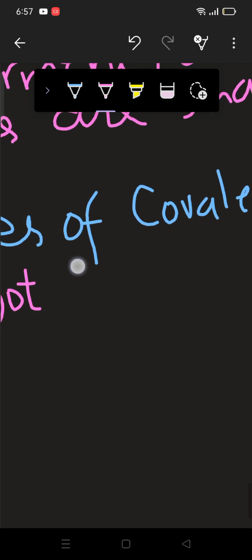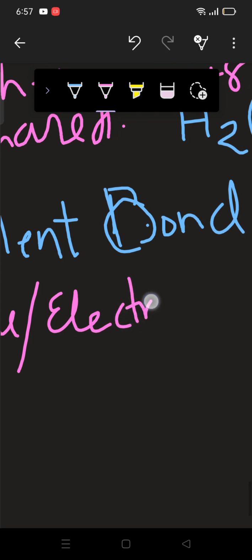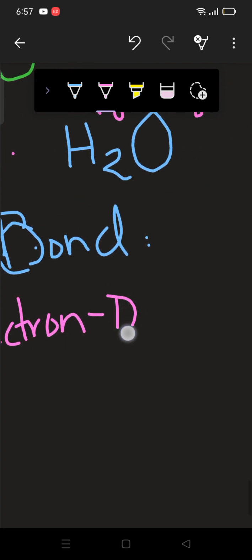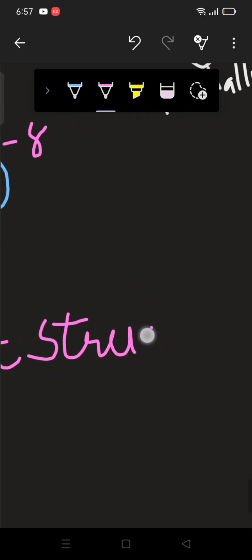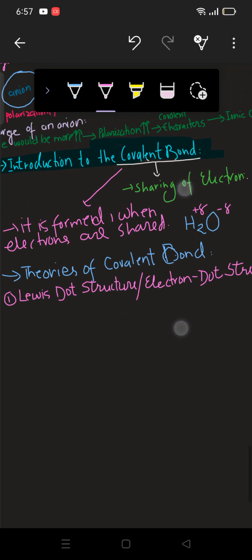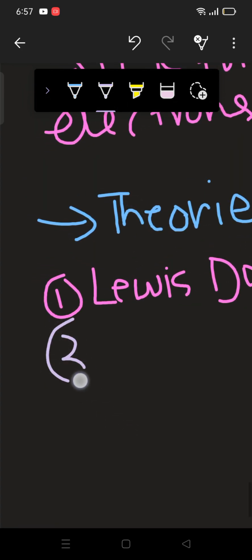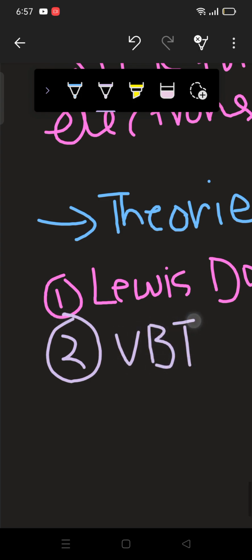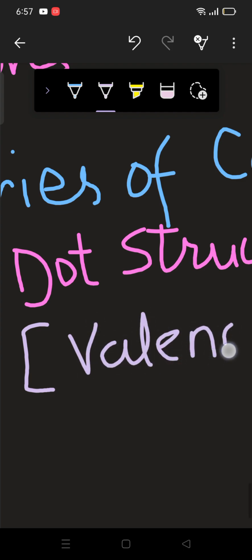Lewis dot structure, or you can say electron dot structure. The second theory is VBT. Now, what is the full form of VBT? The full form of VBT is valence bond theory.